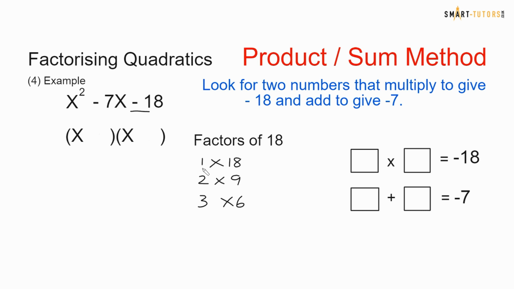18 take away 1 is 17, so this is not the factor. 9 take away 2 is 7, so that is the factor. 6 take away 3 is 3, so that is not the factor. So we found the factors 2 and 9.